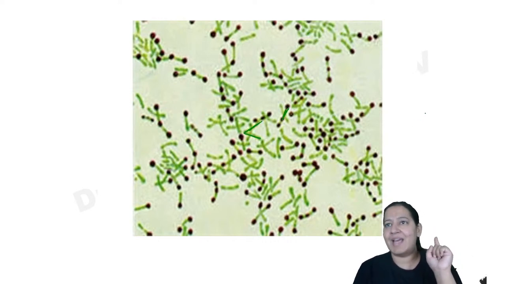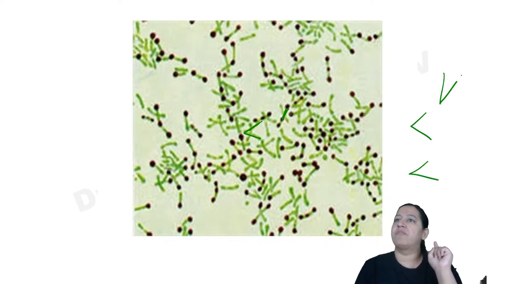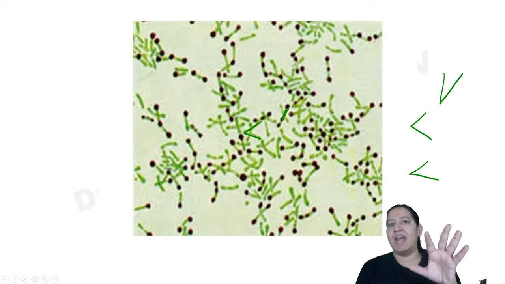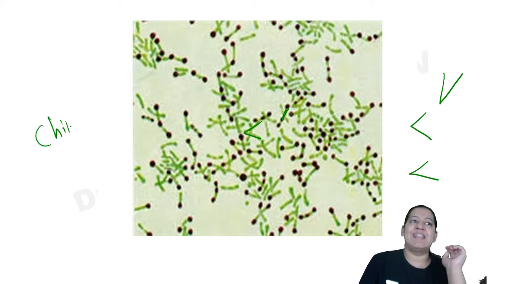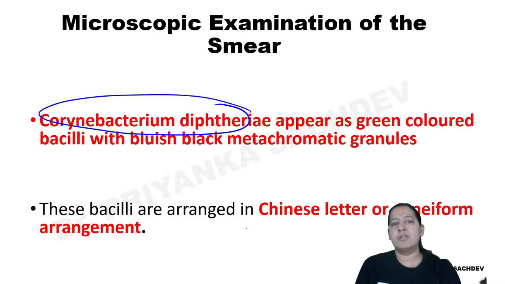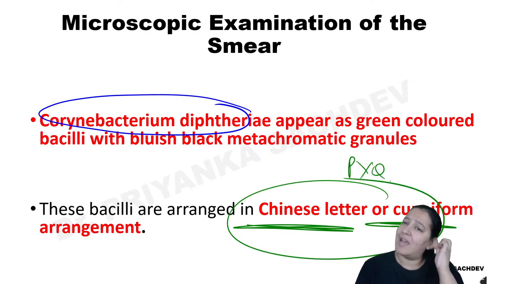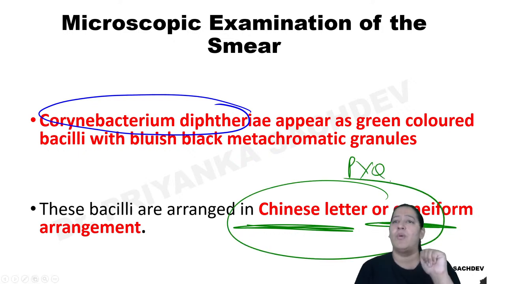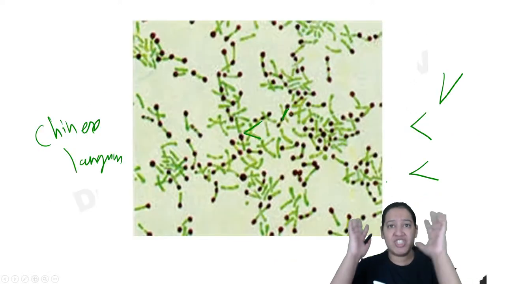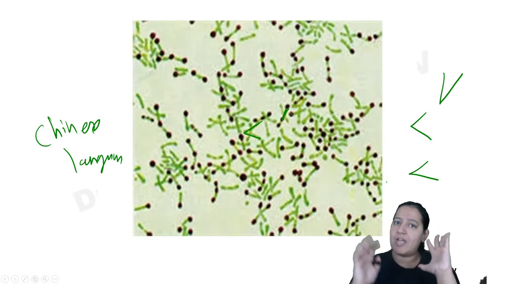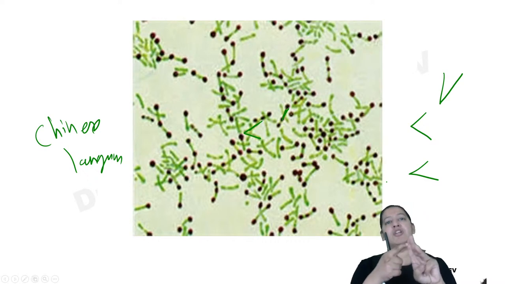So it is like in the form of the L or in the form of the V or in the form of the K. So L, V, K. So it is looking like Chinese language. So it is known as Chinese letter arrangement or cuneiform arrangement. इस पे बहुत PYQ आता है. Please take it. So Albert stain पे Chinese letter arrangement Corynebacterium का होता है. तीनों में से किसी भी question पूछ लेंगे.